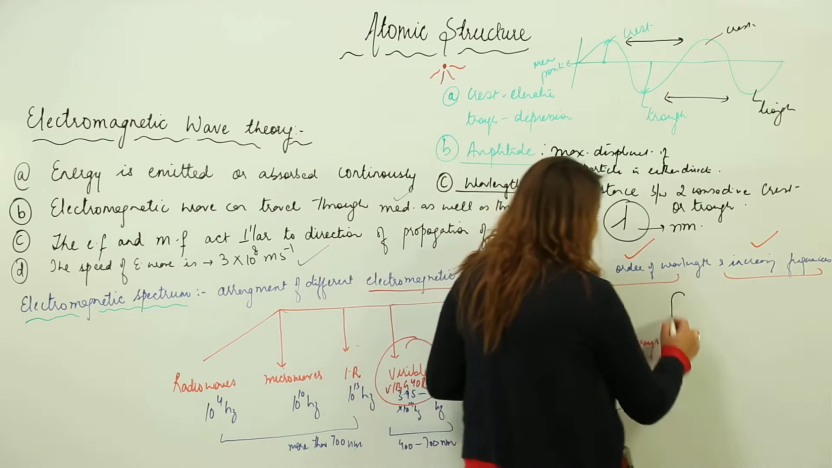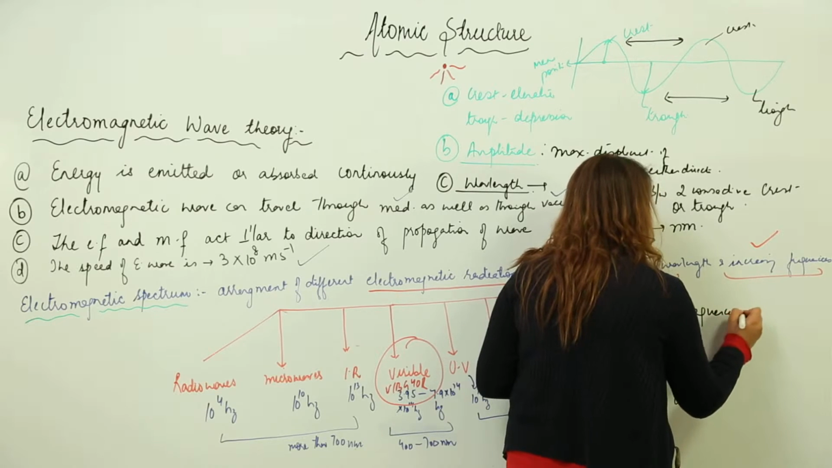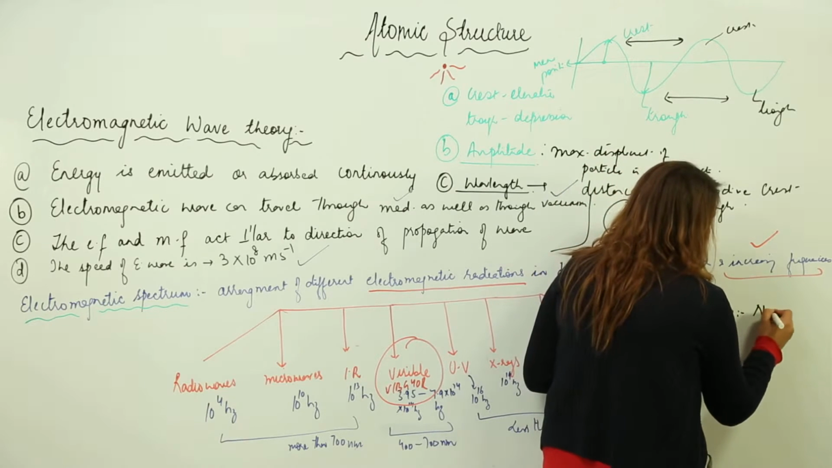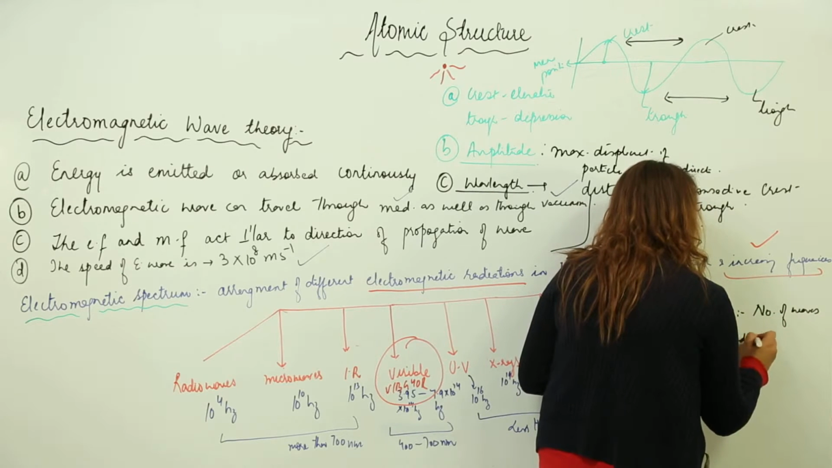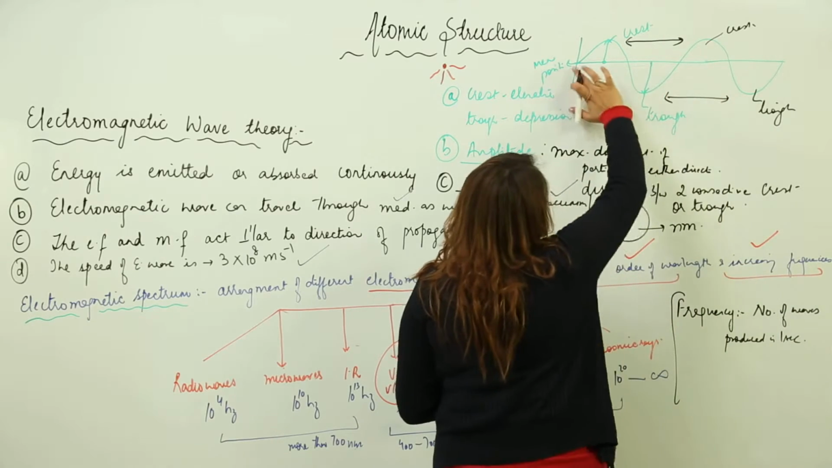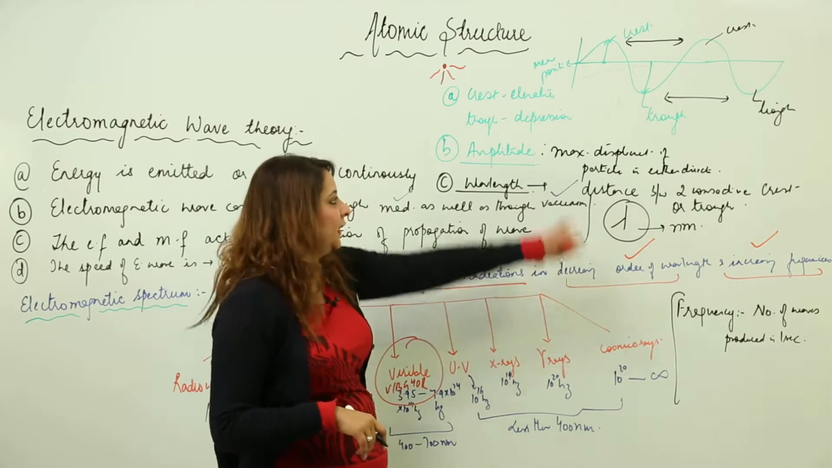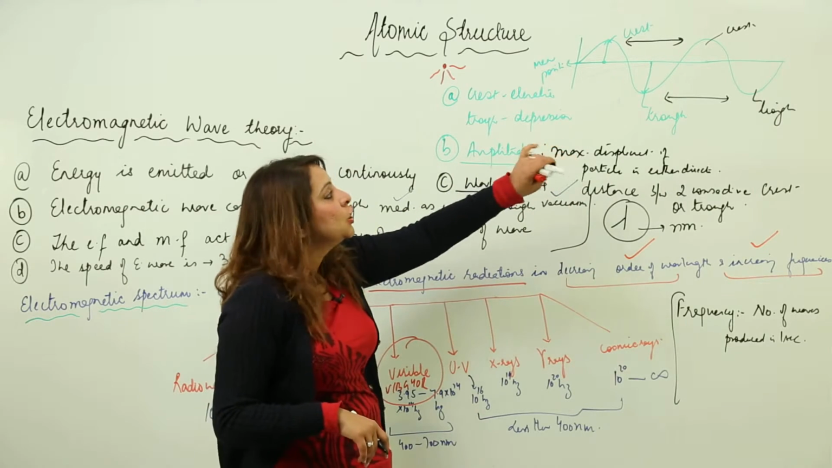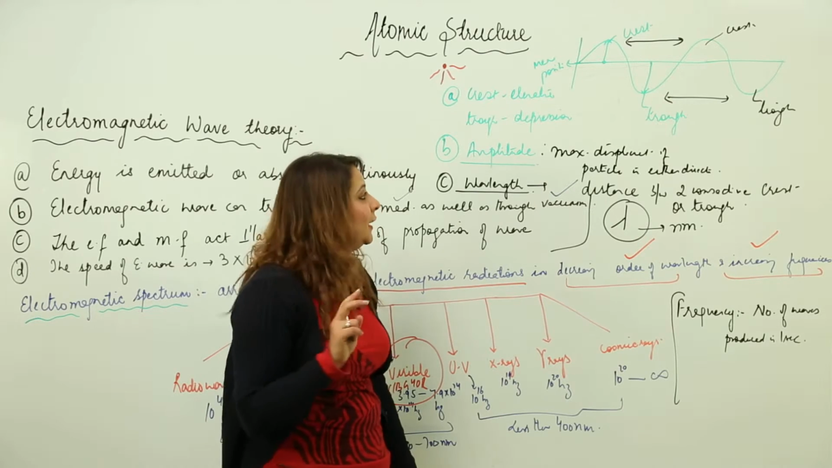The next term we have is frequency. It is the number of waves produced in 1 second. As you can see here, I have drawn two waves. If I observe these two waves in 1 second, that means here the frequency is 2 hertz. So what is frequency?